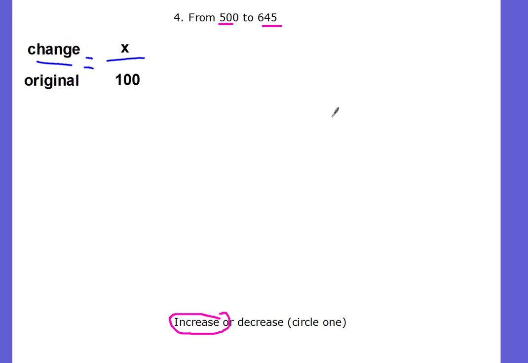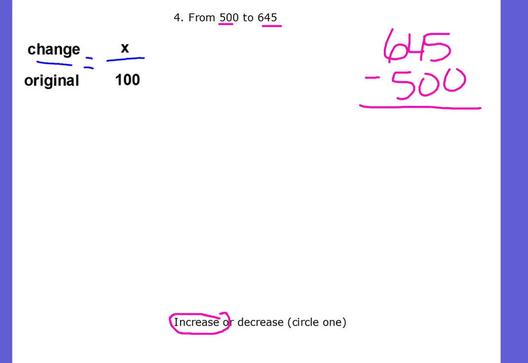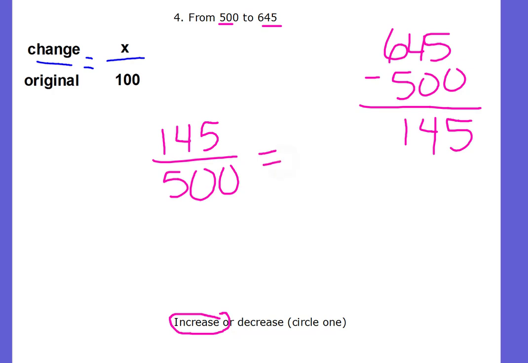So what operation will you have to do for that? Since I'm talking about change, I'm finding the difference. So I'm going to need to subtract. 645 minus 500 gives you what? The amount of change should have been 145. That's our numerator. Our denominator is the original amount. What was the original amount for this problem? That's correct. We started out with 500.